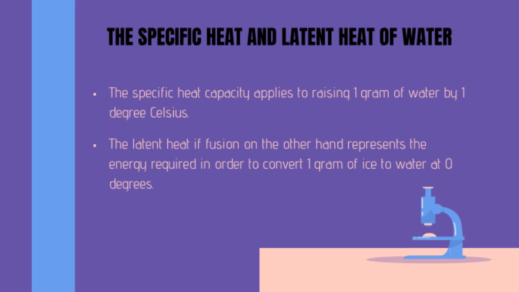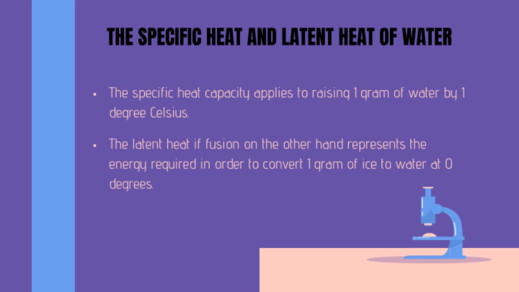The latent heat of fusion, on the other hand, represents the energy required to convert 1 gram of ice to water at 0 degrees. The energy applied is 80 calories, which means that 1 gram of ice at the freezing point will absorb 80 calories when it is changing to the liquid state of matter. Both the specific heat and latent heat for water are fairly high compared with most substances, and this is an important consideration when water is used as a medium of heat transfer.